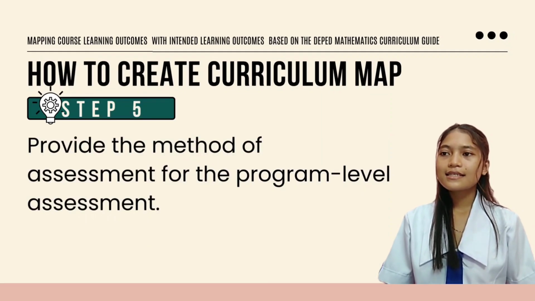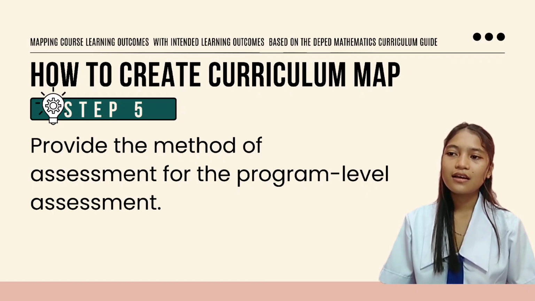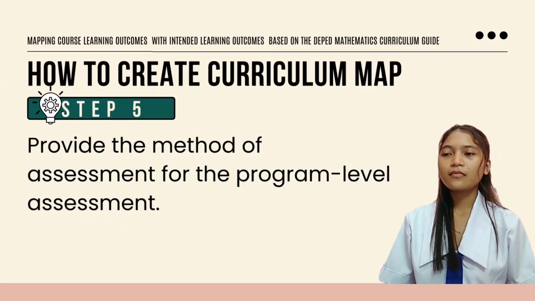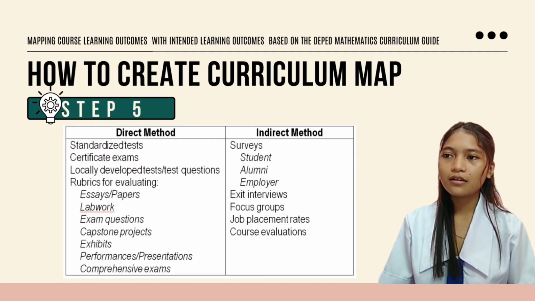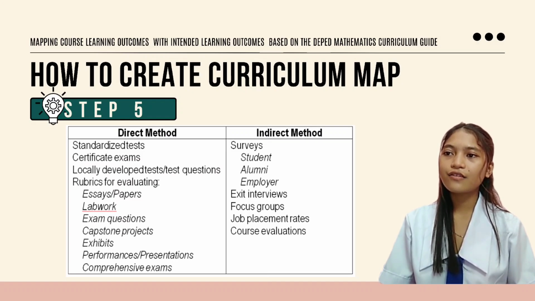So next, step number 5. Provide the method of assessment for the program level assessment. So here in the table, in step 5, we can see that there is a direct method and an indirect method.